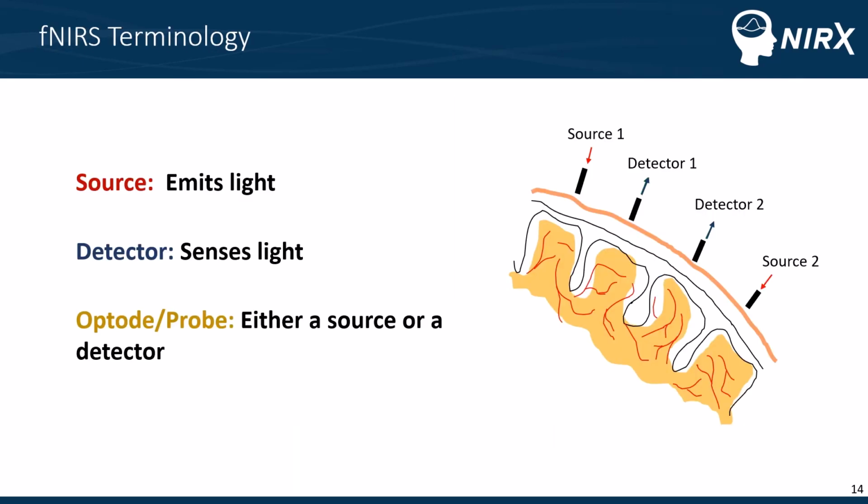Okay, fNIRS terminology. So we've talked a little bit about it here, but let's just define these components. We've got a source that emits light, a detector that senses light, and you can refer to either as an optode or a probe. So this is in contrast to EEG. A term that's often conflated with fNIRS probes is electrode. So with EEG, you've only got detectors that are detecting electrical activation. With fNIRS, you've got a source sending in light and a detector sensing light.